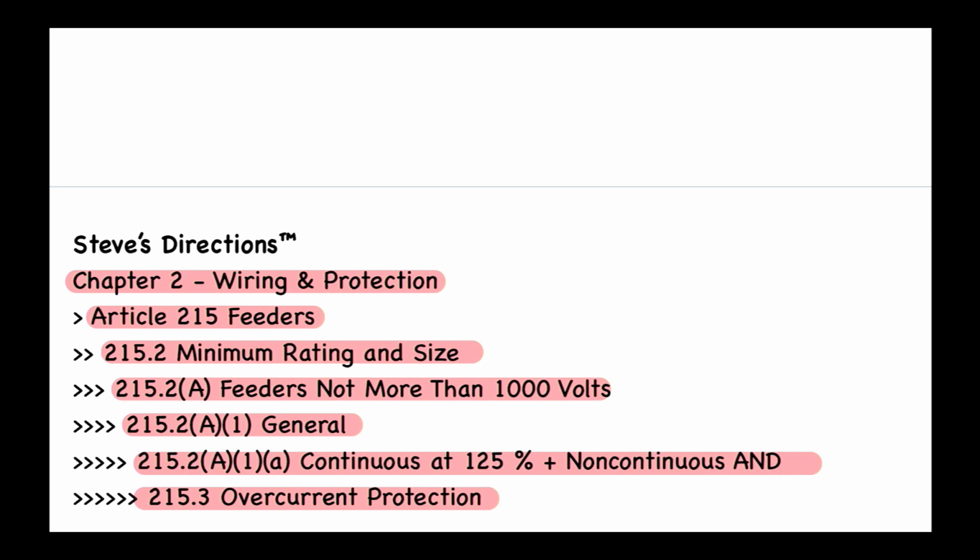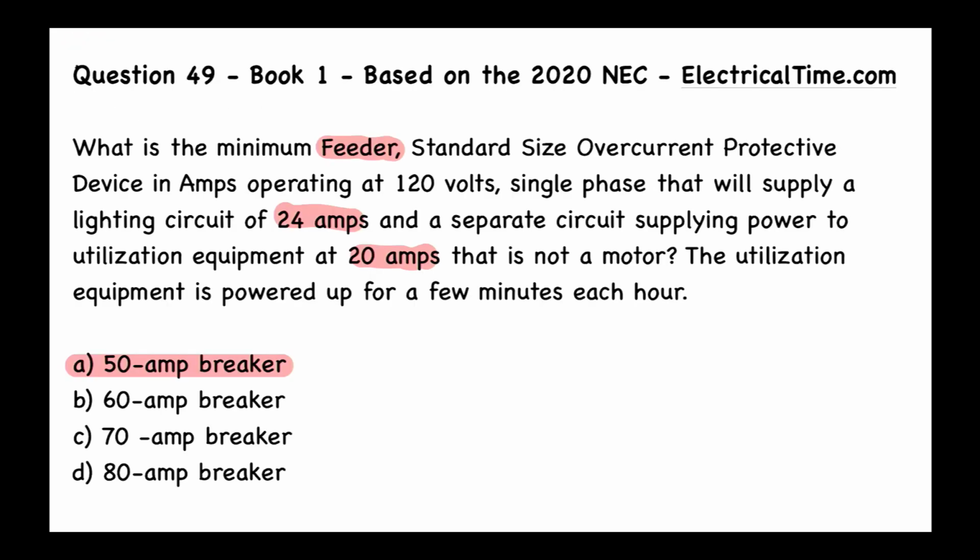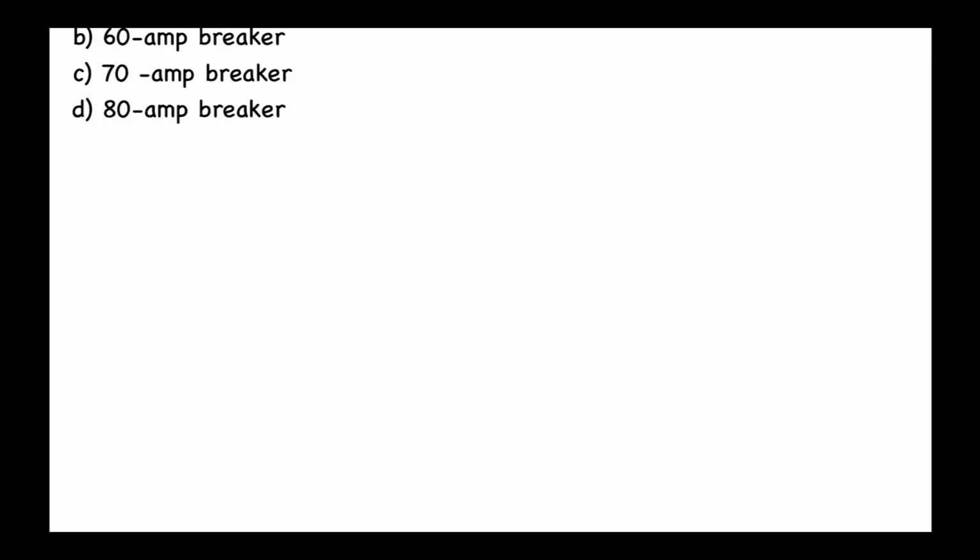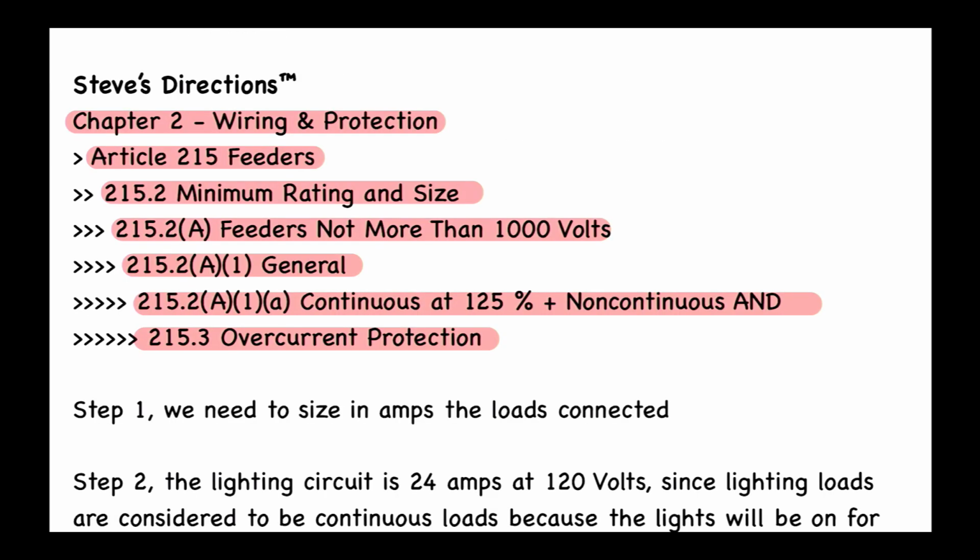Let's look at 215.2(A)(1)(a). Again, we're looking at the minimum rating and size. We're looking at feeders not more than 1,000 volts, because in our question, we had specified that this was 120 volts. And what we're looking at here is 215.2(A)(1)(a). I'll repeat that again.